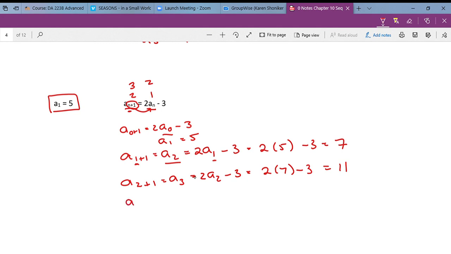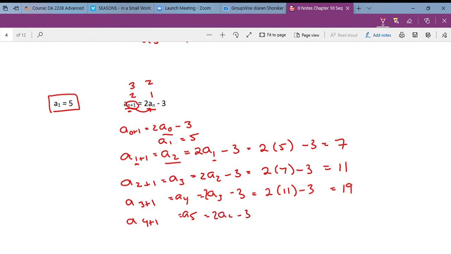If you were going to find the fourth term, that would actually be 3 plus 1. So your n value is actually 3. It would be 2 times the third term, which is 11, minus 3. So 22 minus 3, which is 19. Then if you were going to find the next term, which would be your fifth term, it would be the fourth plus 1. So it would be 2 times the fourth term minus 3, or 2 times 19 minus 3, which is 38 minus 3, 35? And so on and so forth.